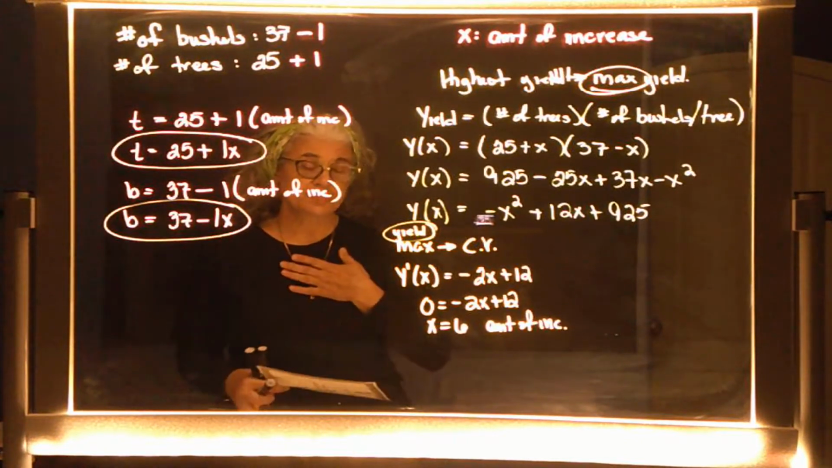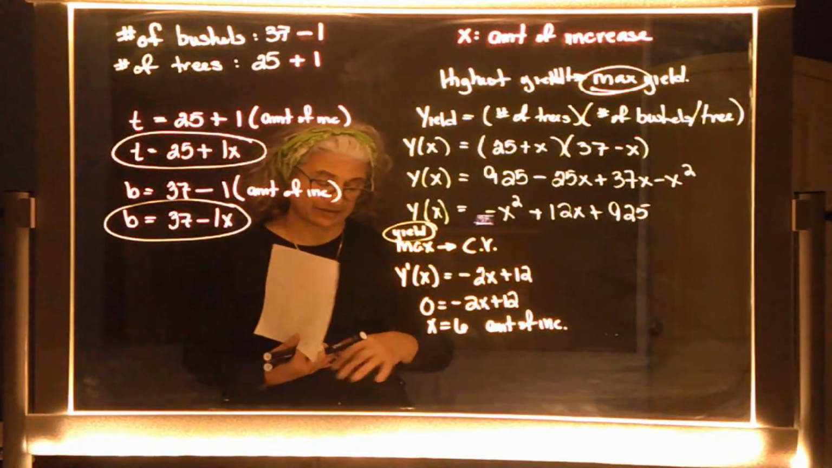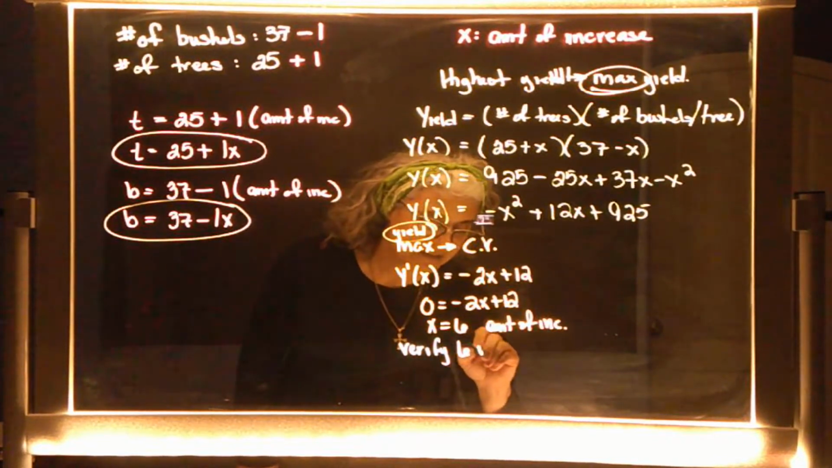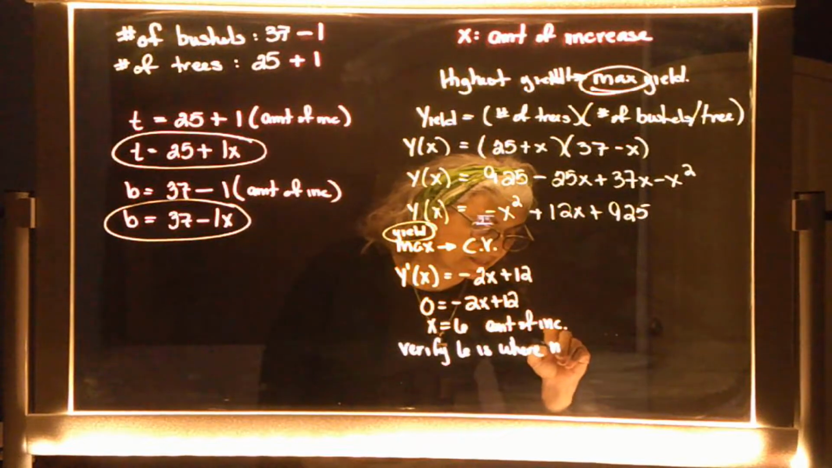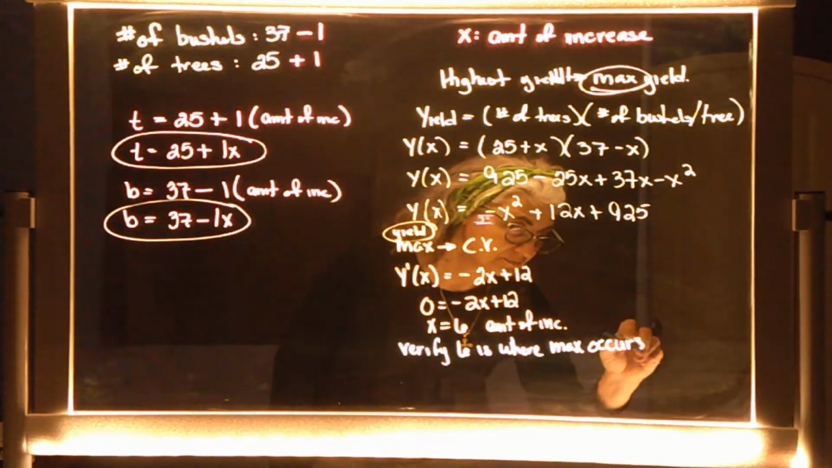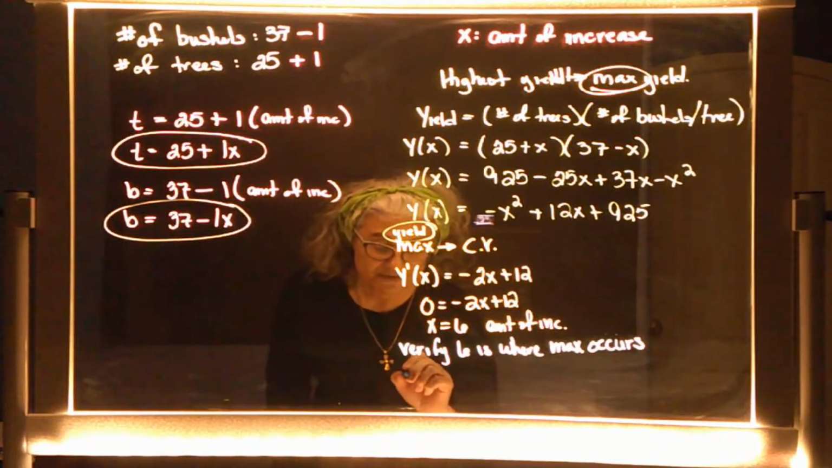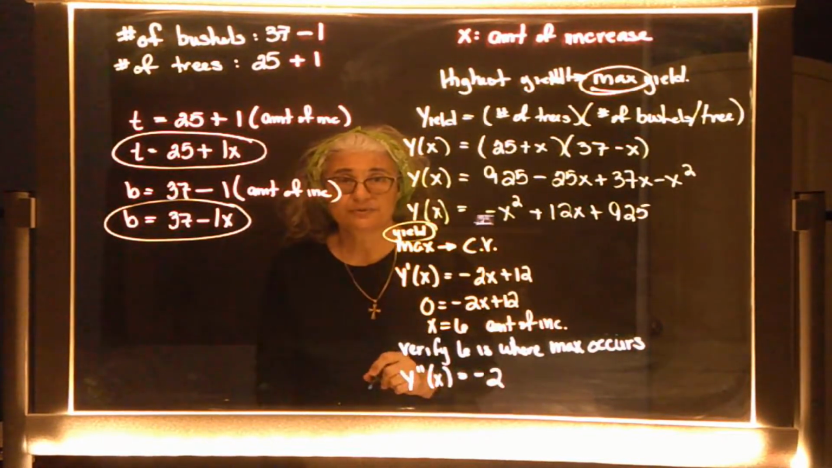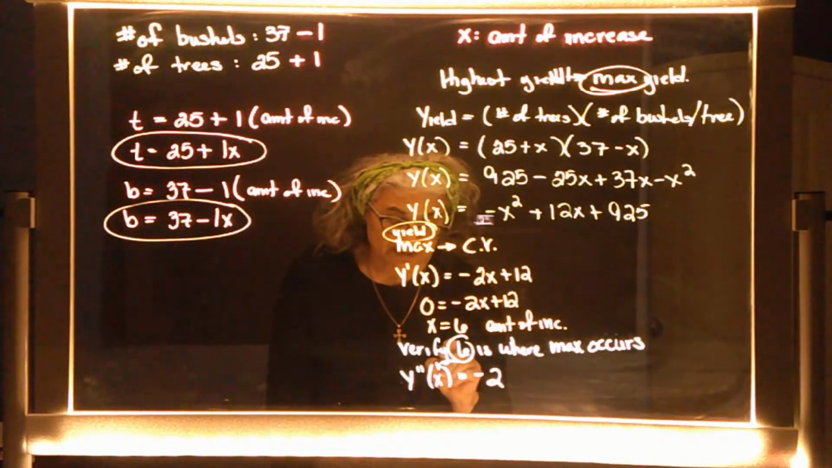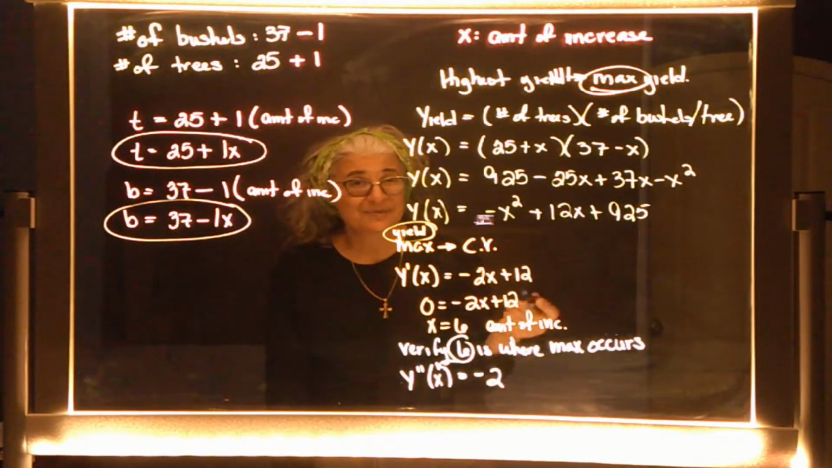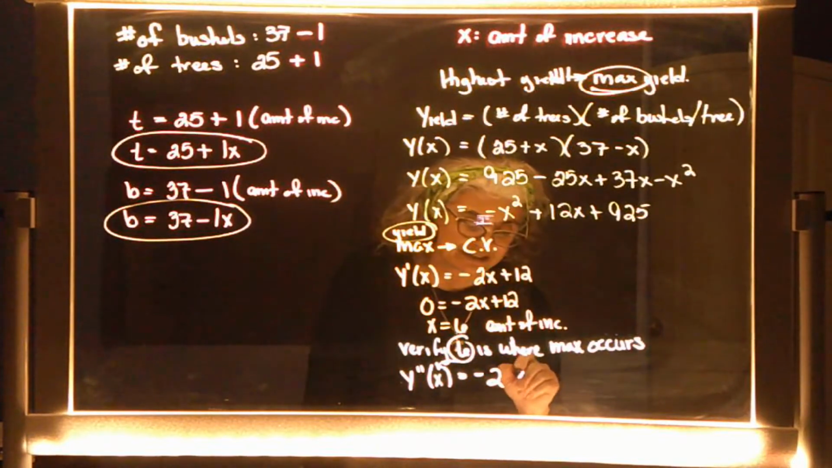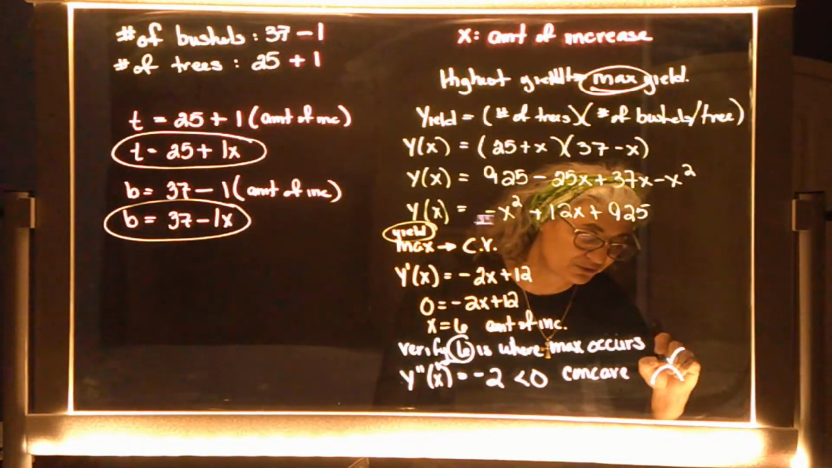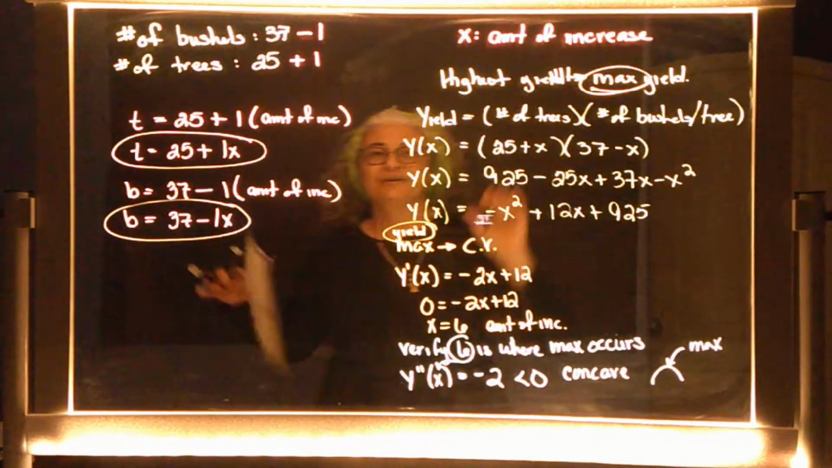Now, we're assuming it's the max. How do we verify it's the max? Second derivative test. That's the easiest way to do it. So verify that 6 is where the max occurs. All right, so how do you do it? Second derivative. So I'm going to take the second derivative of my yield function, which would just give me a negative 2. Technically, I'm supposed to take that 6 and plug it in. And when I do, since this is a constant, I'm still going to get negative 2, right? All right, and since it's less than 0, concave down, which means since it concaves down, we have a max. So yay, we found that.